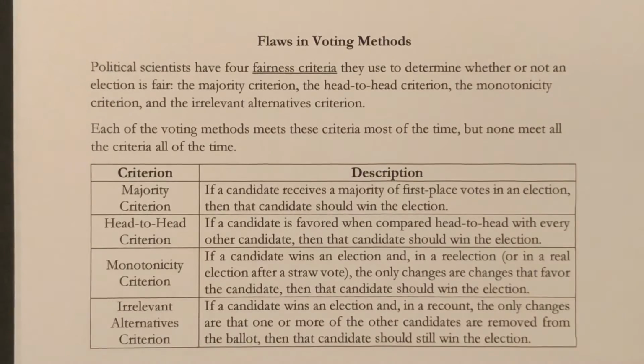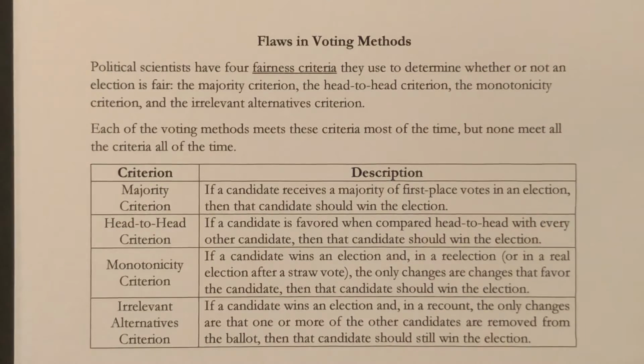Okay, now I mentioned earlier that each of these systems is flawed. We just saw that, just because of this one specially designed preference table, each of the 4 gives us a different answer. This doesn't happen all the time, nor is it particularly common. Okay, now I also mentioned that there are some criteria that political scientists use to determine whether or not something is fair. These are the 4 we're going to talk about.